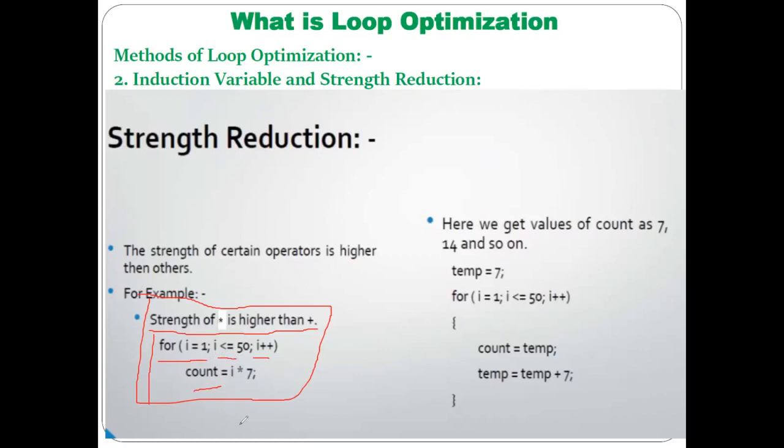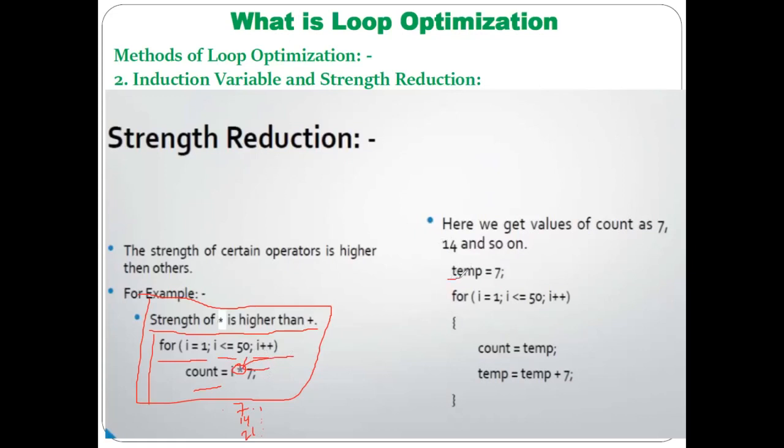So what will be its result? Its result will be like this: 7, 14, 21, and so on, up to the multiples of 7. Okay. Now, is it possible to replace this? This is a high strength operator. If the high strength operator gets utilized, definitely the processing time will be more and execution speed will be less. So is it possible to replace this more strength operator with a less strength operator? Yes, it can be done.